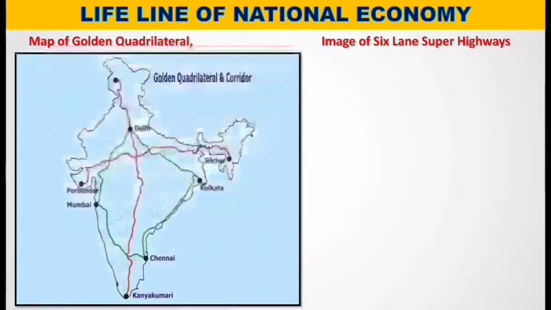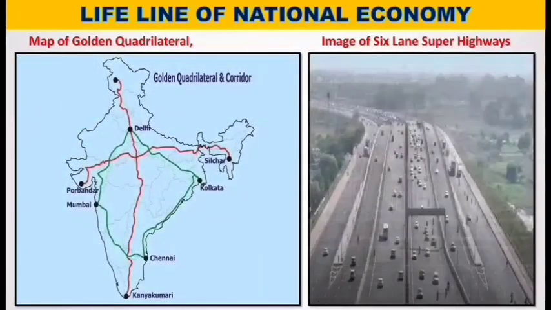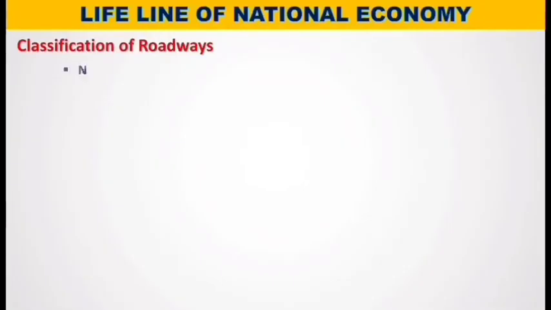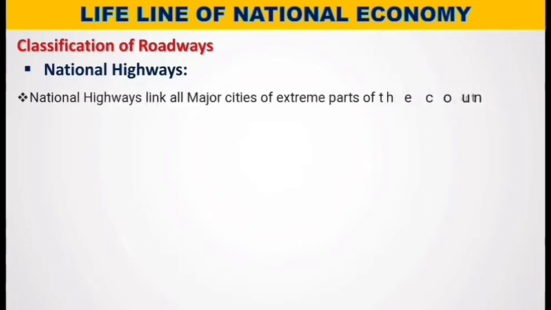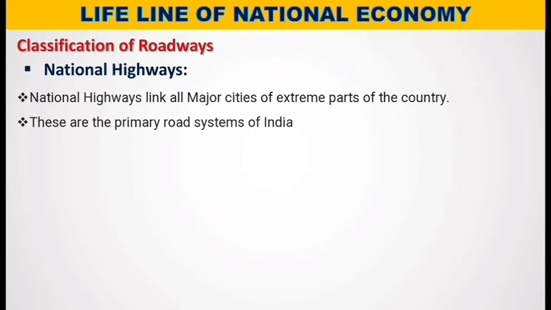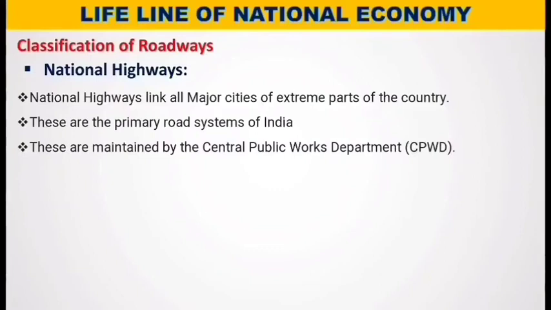Map of the Golden Quadrilateral, and it is the image of 6-lane superhighways. National highways link all major cities of the extreme parts of the country, meaning they connect other cities like Bhopal, Pune, Surat, Bhubaneswar, Visakhapatnam, Hyderabad, Bangalore. So national highways link all major cities of the extreme parts of the country. These are the primary road system of India. These are maintained by the Central Public Works Department.